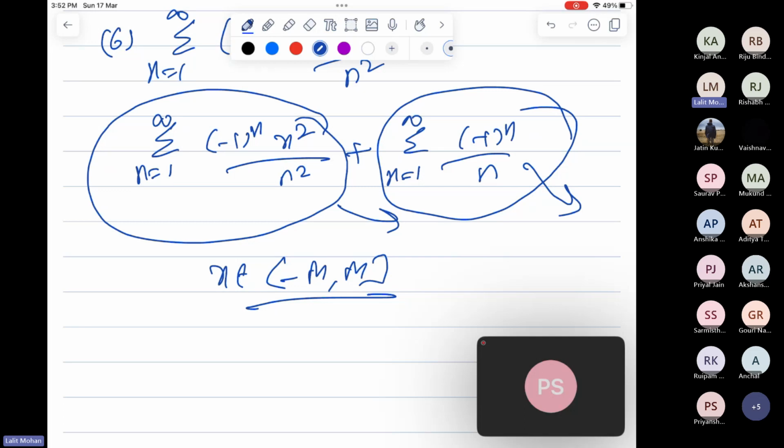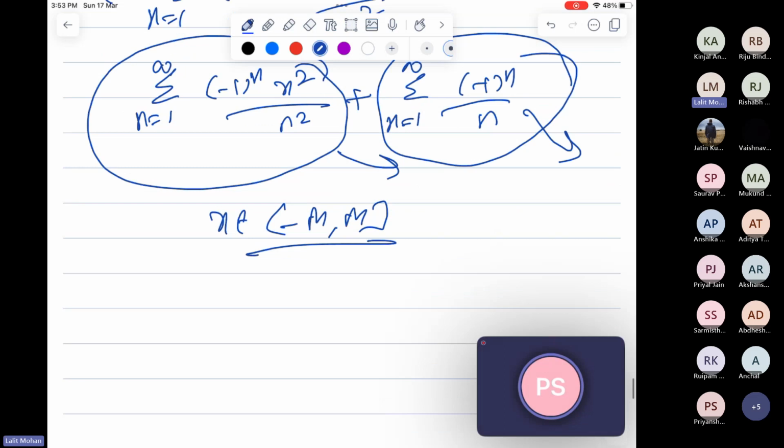Now, just one line argument. Can anyone tell me why this series is not absolutely convergent? Means when you take the modulus, why is this series not convergent? Can anyone tell me? One by n is divergent.